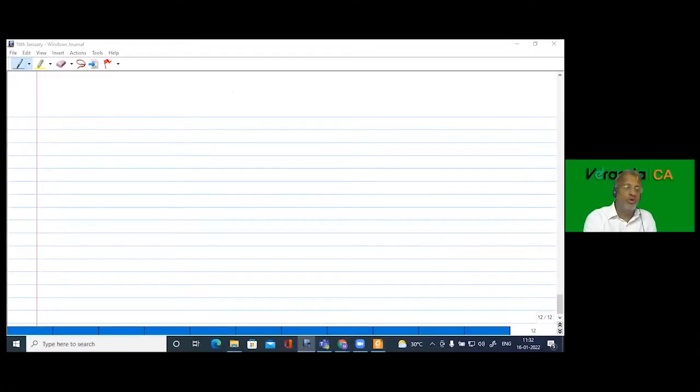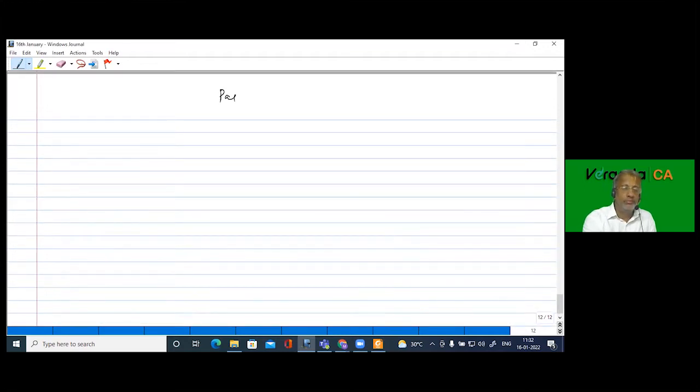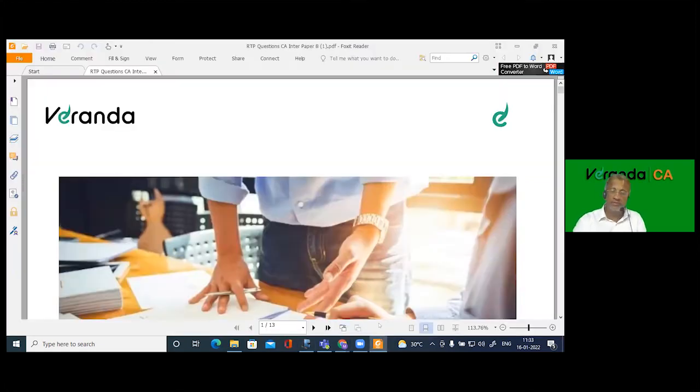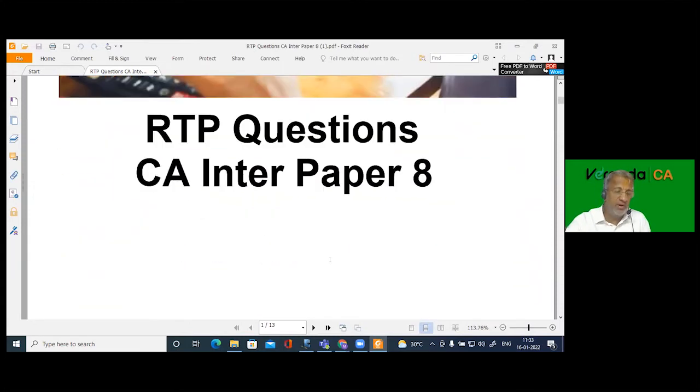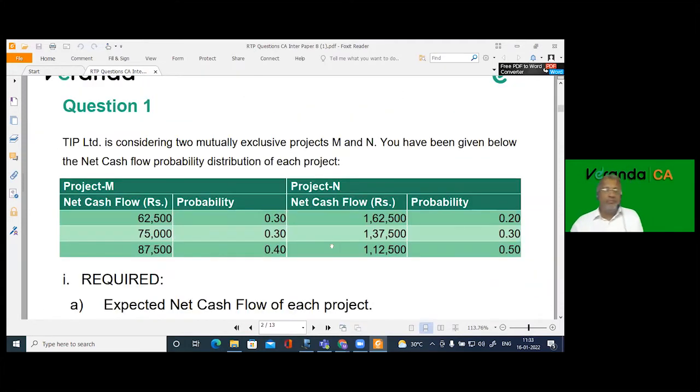We are taking up paper 8A, Financial Management. 8A financial management runs to 13 sheets of PDF. This is mostly on capital budgeting. Now let us start with a discussion on these questions.